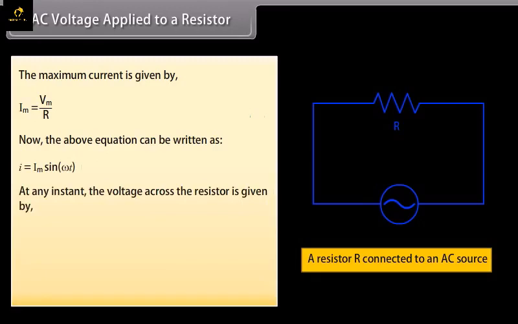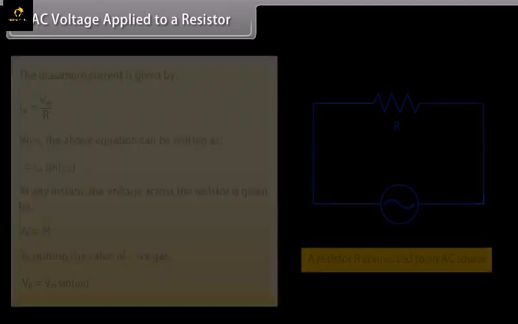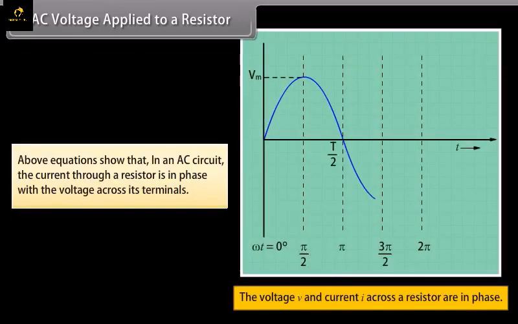At any instant, the voltage across the resistor is given by Vr = IR. By putting the value of I, we get Vr = Vm sin ωt. Above equation shows that in an AC circuit, the current through a resistor is in phase with the voltage across its terminals.